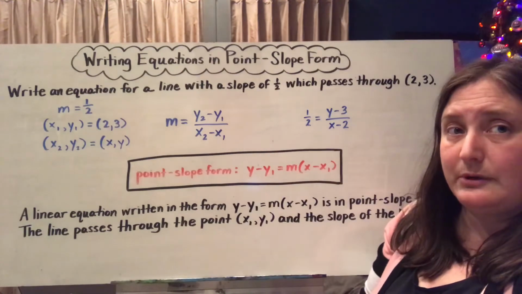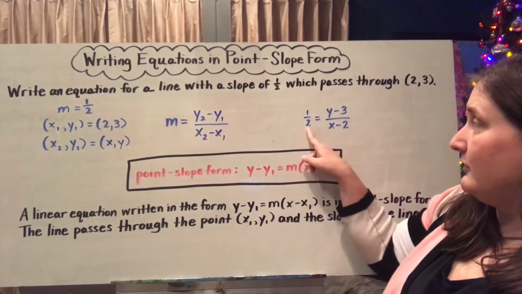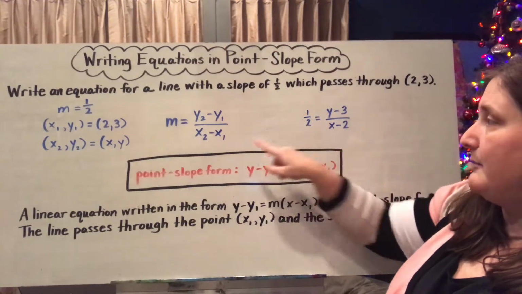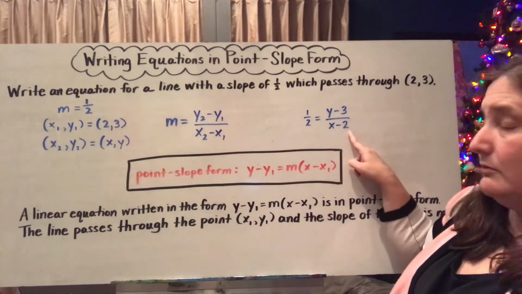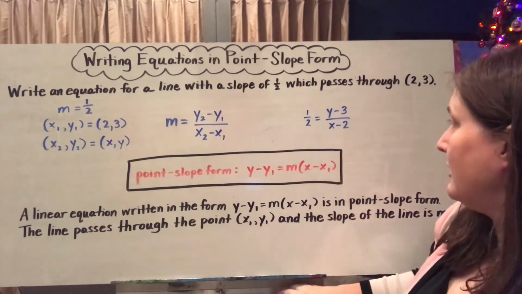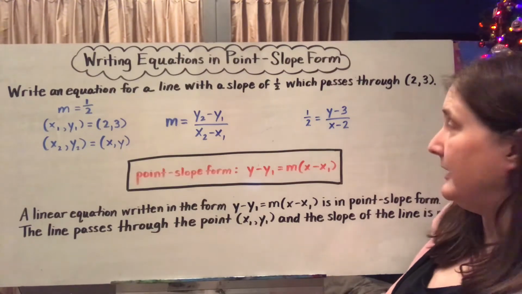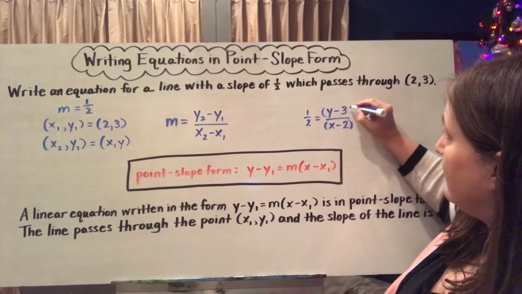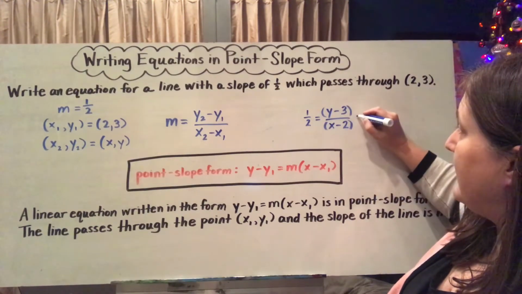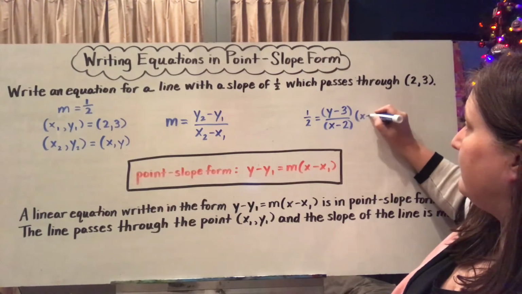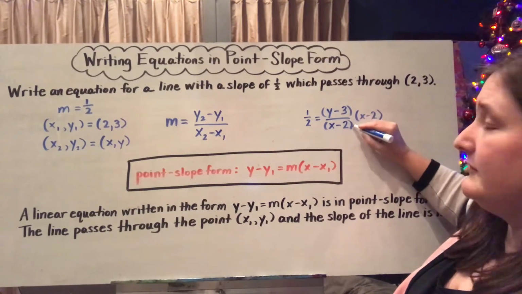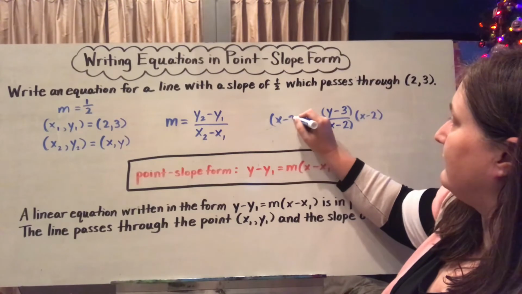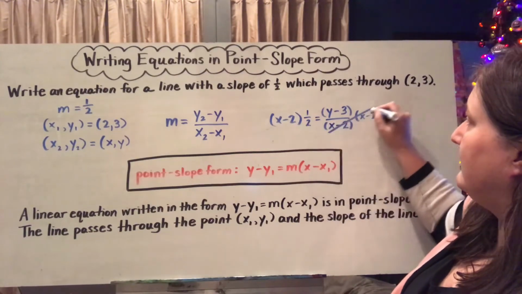So let's substitute in what we have here. We know the slope is 1/2. We know the y from point 1 is 3, and we know the x from point 1 is 2. Okay? From here, we can simplify this a little bit to get rid of this denominator. I'm going to multiply this side by x minus 2. It's the opposite of dividing by x minus 2. And I'm going to multiply this side by x minus 2, because whatever I do to one side, I have to do to the other.